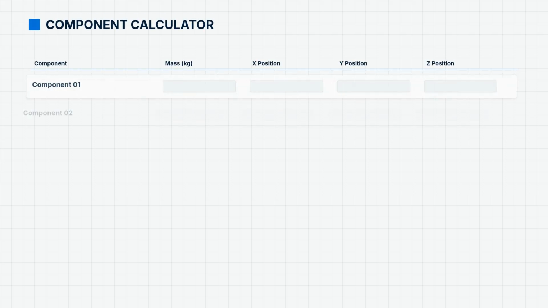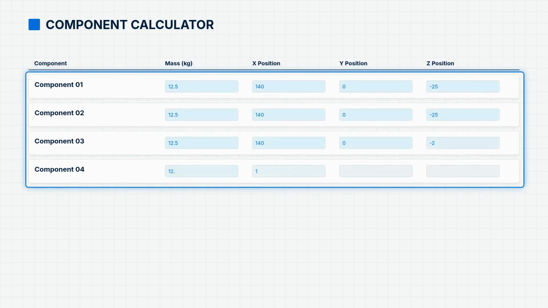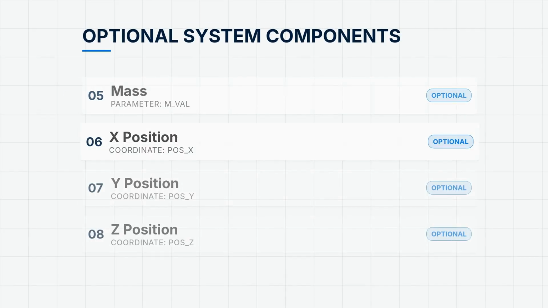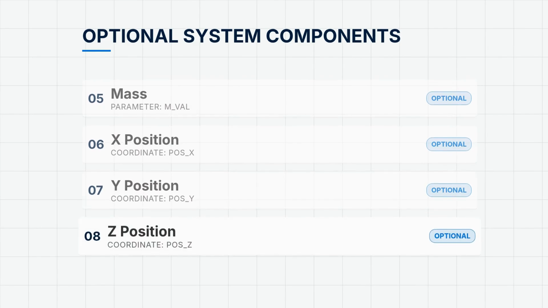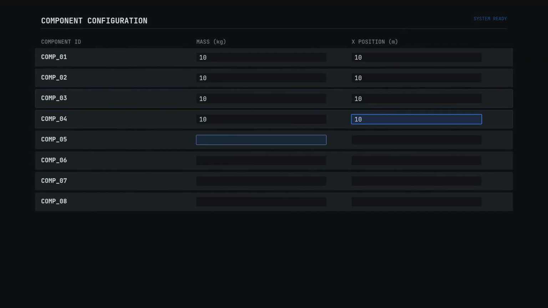The calculator has 8 component sections. The first 4 require mass, X position, Y position, and Z position. Components 5 through 8 are optional, with fields for mass optional, X position, Y position, and Z position. For our example, I've entered 8 identical components, each with a mass of 10 kilograms positioned at X position 10 millimeters, Y position 10 millimeters, and Z position 10 millimeters.